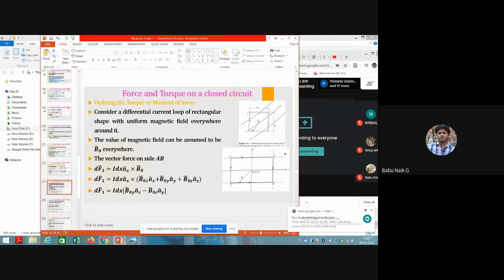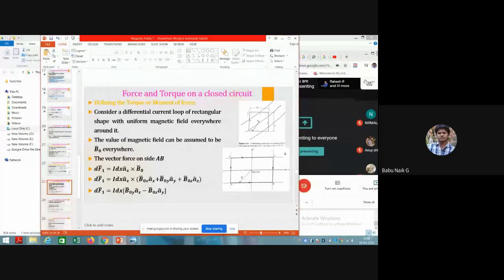After taking the cross product, a cap x cross a cap x is 0. And then a cap x cross a cap y, what will we get? A cap z. Can you hear me? Okay, understand it here.